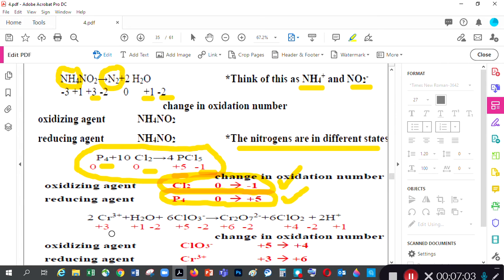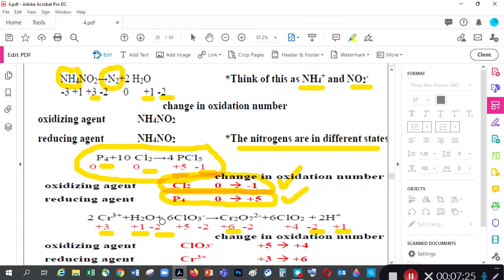So let's look at this. Here we have chromium is +3, but chromium here is +6, correct? This is an oxidation, very obviously an oxidation because it's an increase, correct? Hydrogen is +1, oxygen -2, and hydrogen +1 and oxygen -2. That's no change. So we know the oxygen and hydrogen are not changing.